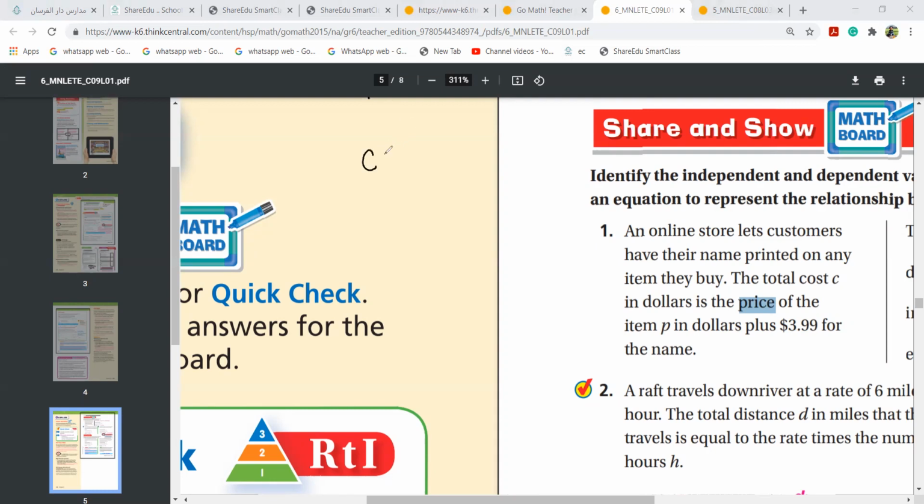The cost is any item P, you need to multiply with 3.99. Why? Because you don't know the price of the item. So this is the independent, and this is the dependent. Did you get it?